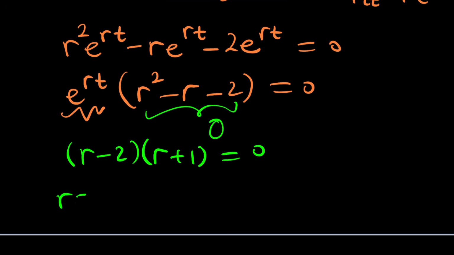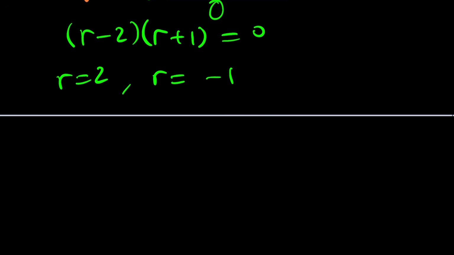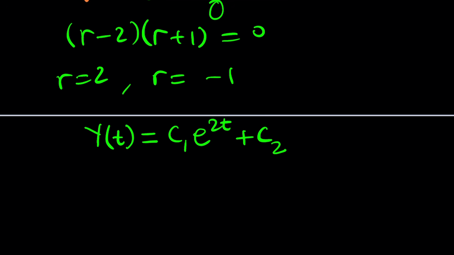And from here, you get r equals 2 and r equals negative 1, which gives us the solutions e to the power 2t and e to the power negative 1t. So we can go ahead and put those together to get big Y of t as a function of t, c1 e to the power 2t. Remember, we take the linear combination of these two linearly independent solutions, and we put those two together. So that gives you the big Y of t.